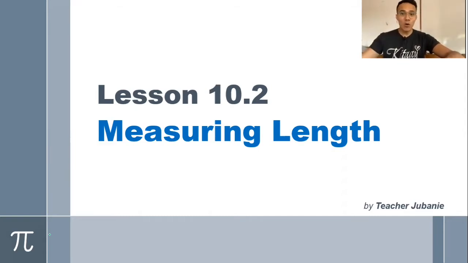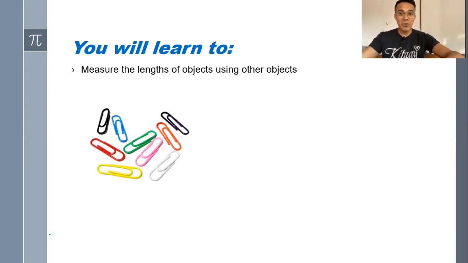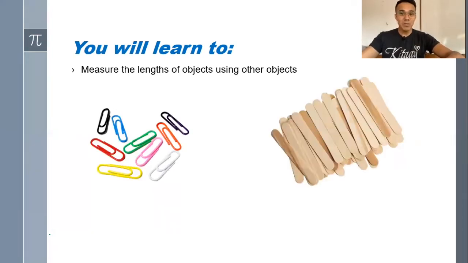As I've said a while ago, our goal for today's lesson is for you to be able to measure the lengths of objects using other objects. These objects can be paper clips, popsicle sticks, erasers, or other objects available at home. You can also use pencils, ball pens. It's up to you, whichever objects are available at home.